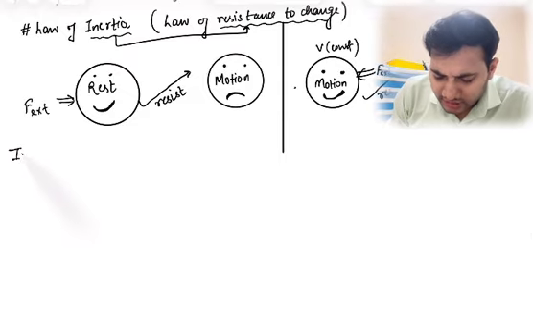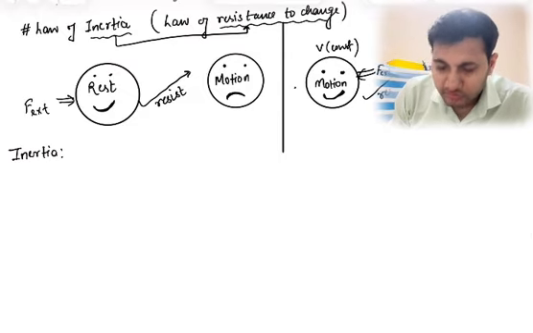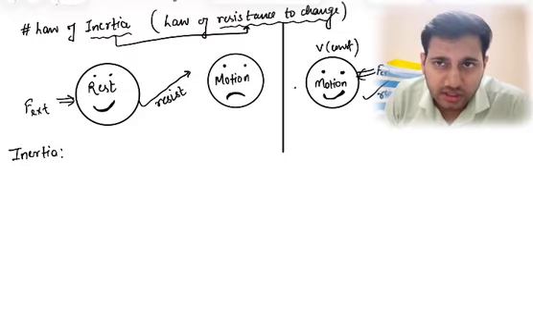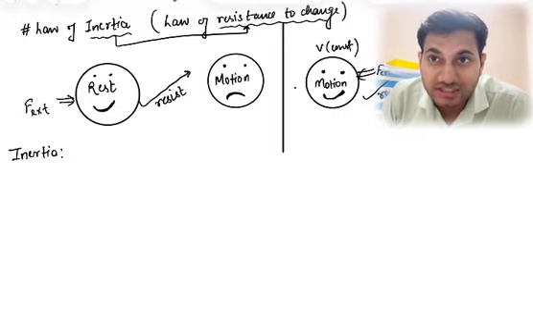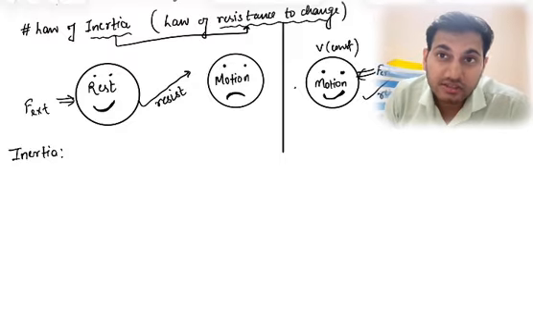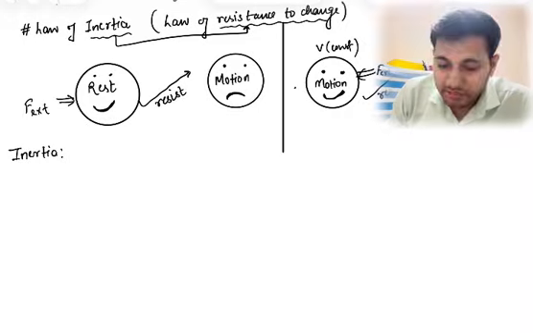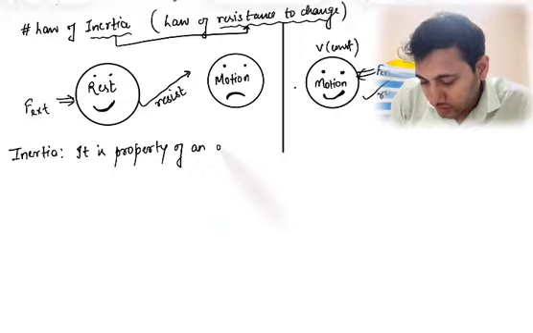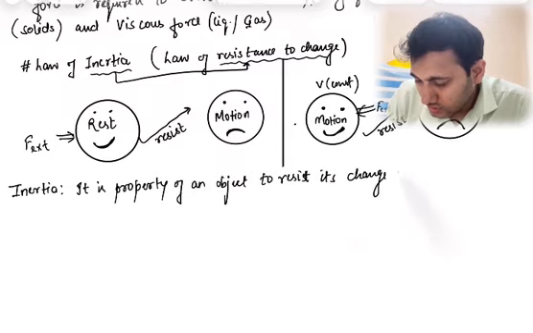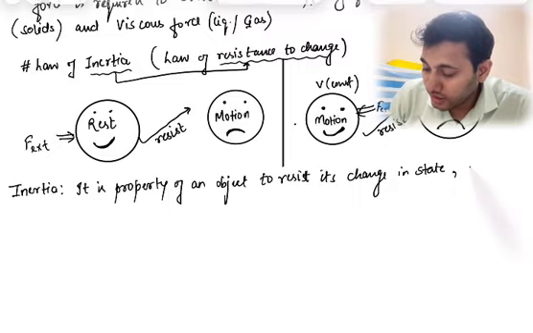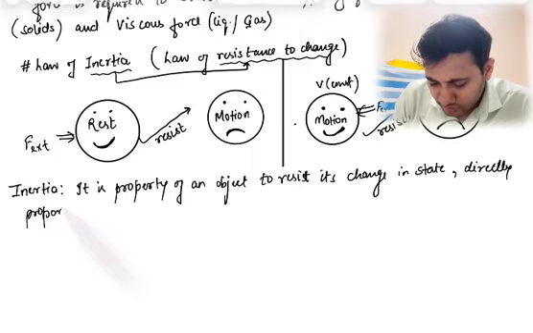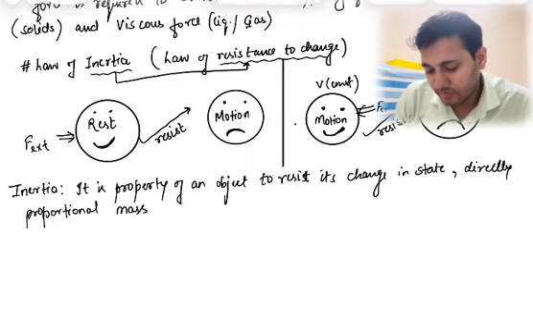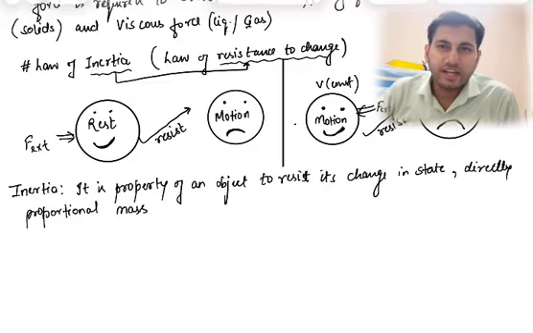So now let's understand what exactly inertia is. Inertia is the property of any object which tries to resist its change in state, and it is directly proportional to mass. Let me write it first over here. It is the property of an object to resist change in state and is directly proportional to mass. Let's understand how it is directly proportional to mass.